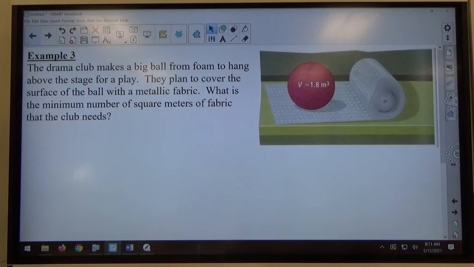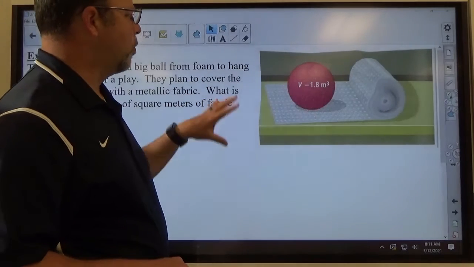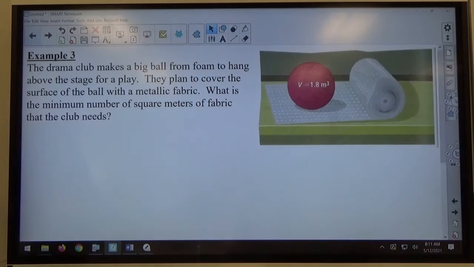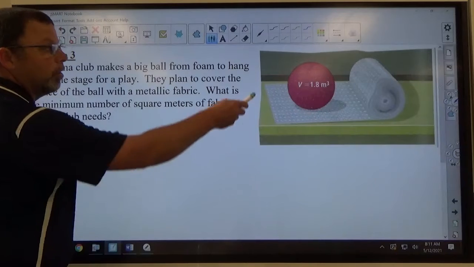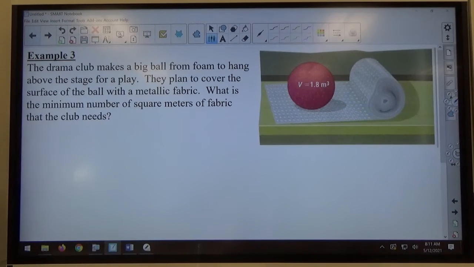All right, so a couple things happening here. They tell us in the picture the volume of this foam ball is 1.8 cubic meters. It's asking for the minimum number of square meters, so square units should bring surface area to mind, and cubic units should be volume. This is common practice with sphere problems where you have two formulas both involving a radius. If they give you either the volume or the surface area, you can use that to find the radius. Once you know the radius, you can find the other things. So that's kind of what's happening here.